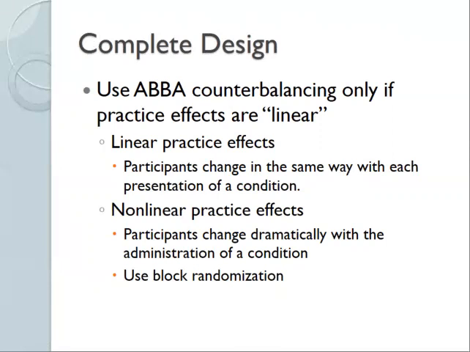So ABBA only works if the practice effects are linear. So linear practice effects are when participants change the same way with each presentation of the condition. So they get a little bit better every single time, slow and steady improvement or decline. With nonlinear practice effects, this is when people have like an aha moment after their first trial. So this will be when participants change dramatically with the administration of a condition. If you've got something with nonlinear practice effects, you really need to use block randomization and a lot of trials to get rid of those practice effects.